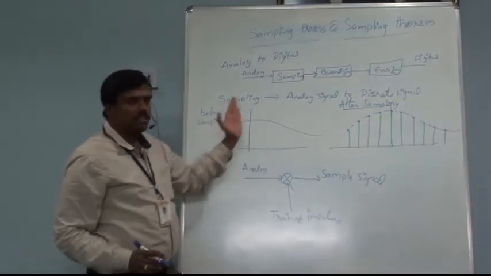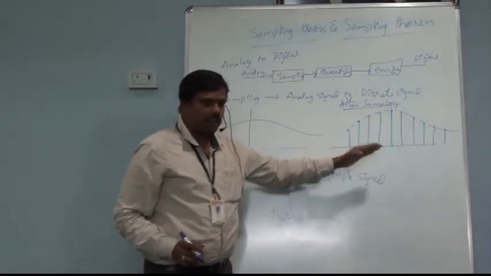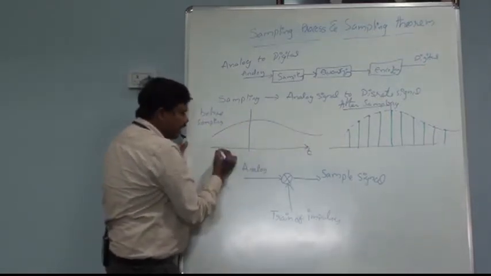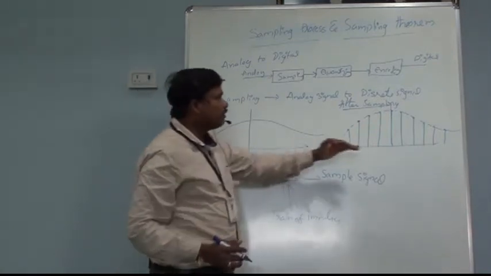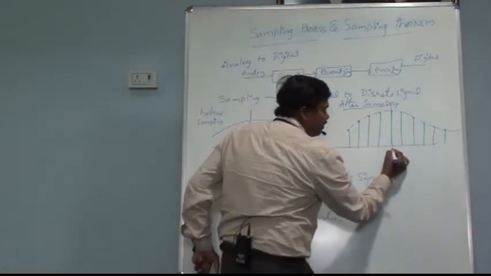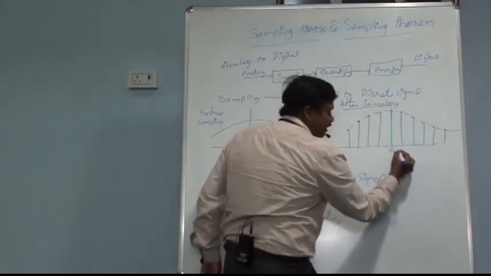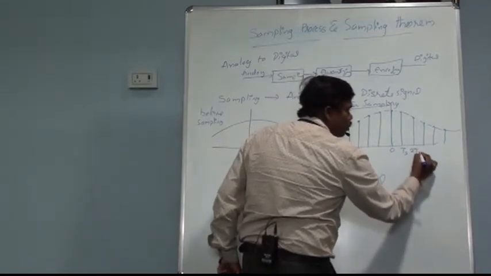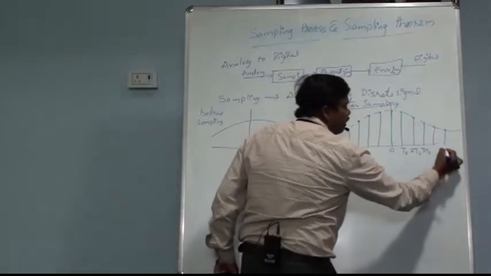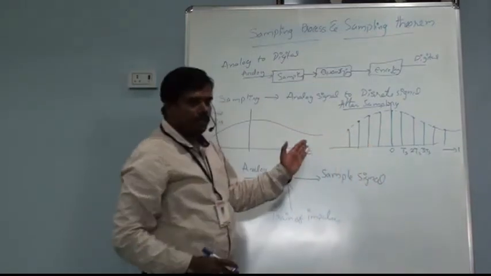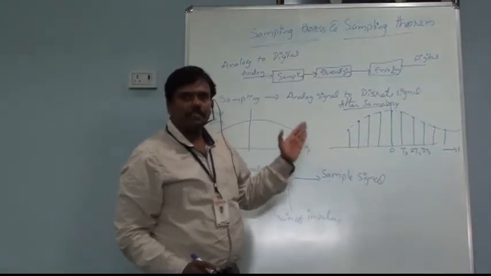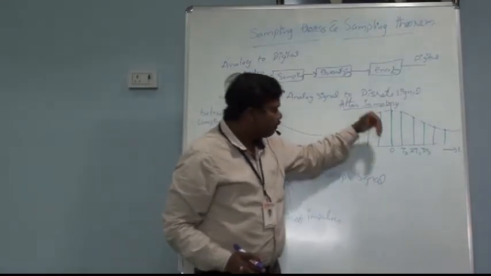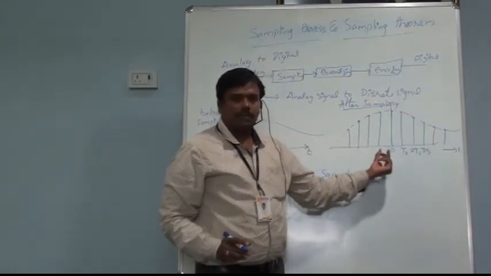If you see the analog as well as discrete signal, in this the information is existing at every instant of time. Coming to the sampled signal, the information is existing at particular intervals, that is at 0 instant, at Ts instant, 2Ts instant, 3Ts, and so on. Nothing but in the sampling process we are collecting the information at discrete time intervals. Nothing but at particular intervals we are collecting the data.